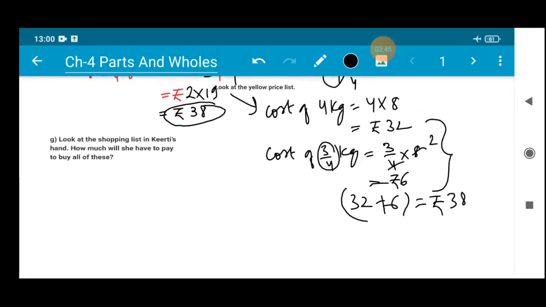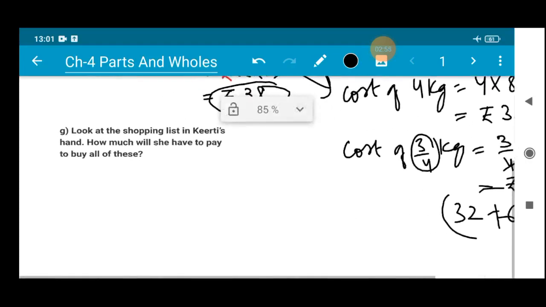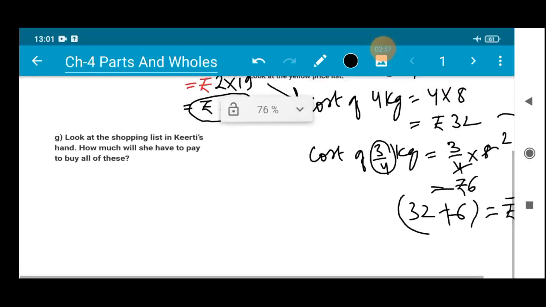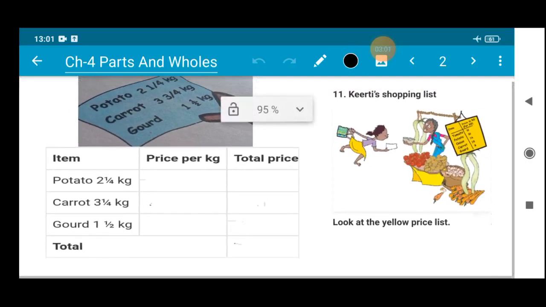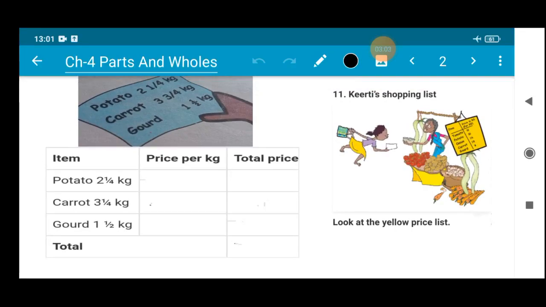Okay, now in number G, look at the shopping list in Kirti's hand. How much will she have to pay to buy all of this? Okay, so there is a list, it is given here. Potato is 2 whole 1 by 4 kg, carrot is 3 whole 1 by 4 kg, and gourd is 1 whole 1 by 2 kg.